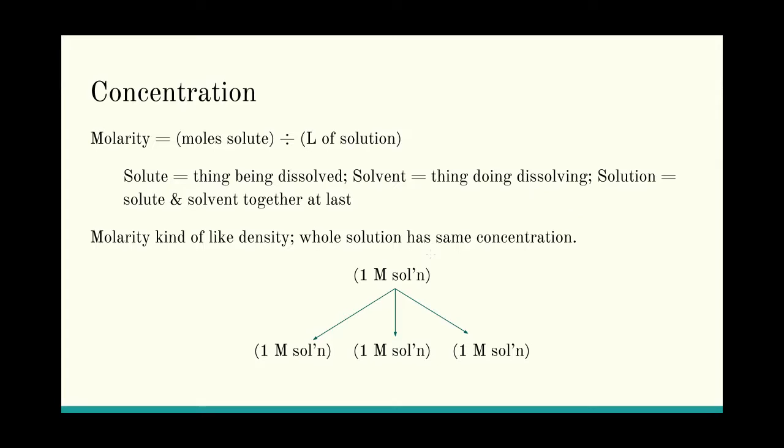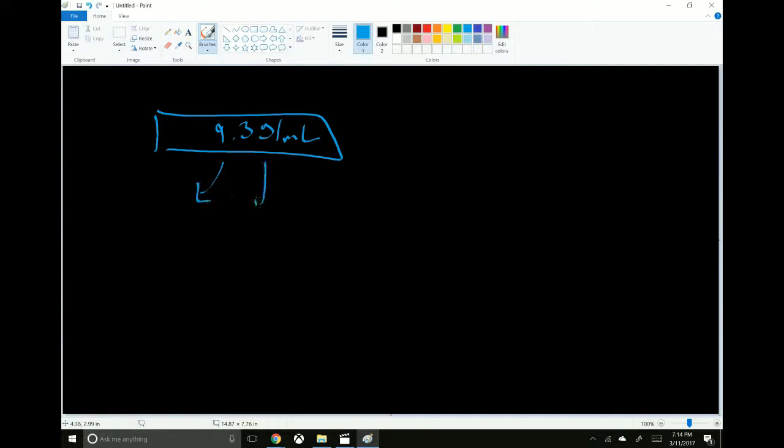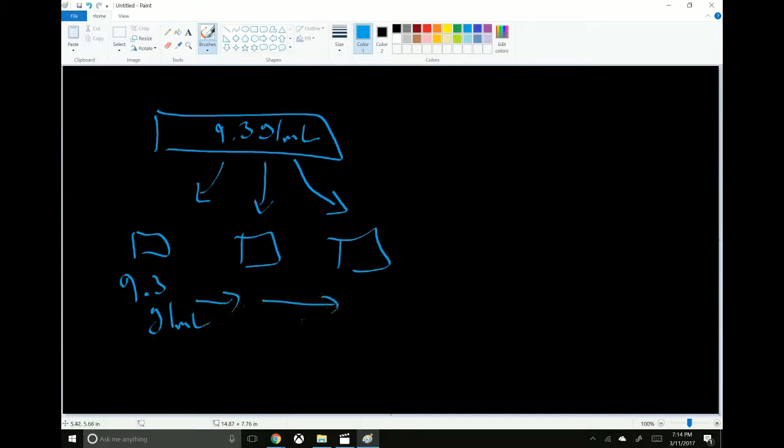Now, molarity is kind of like density. Okay, you have a piece of iron with a density of 9.3 grams per mil. You break it apart into 3 pieces. Each one of those is going to have the same density, 9.3 grams per mil. And then the same for all 3.